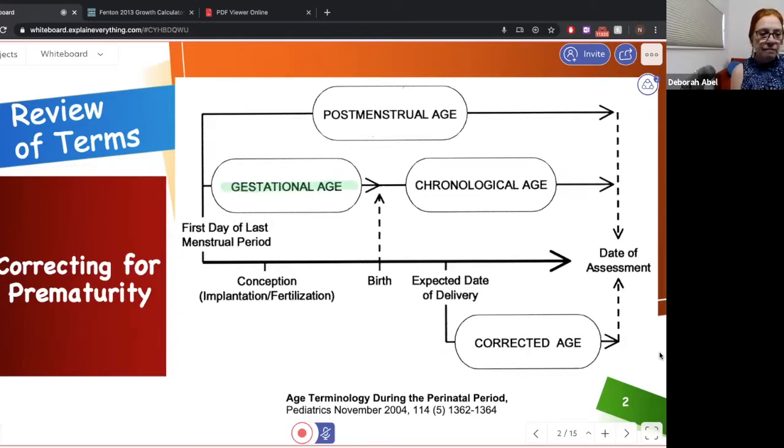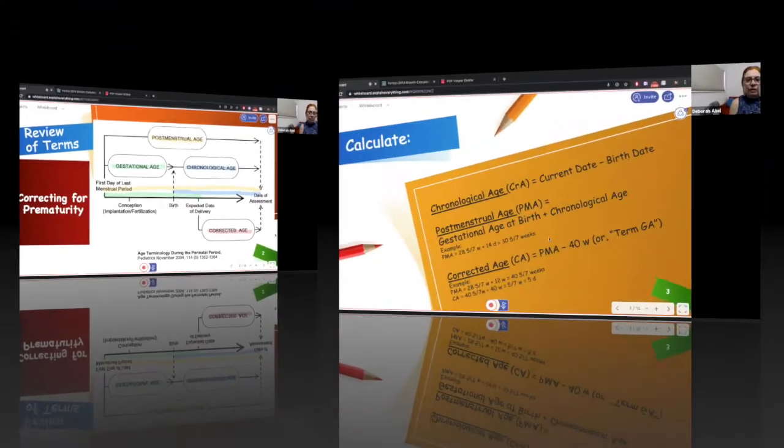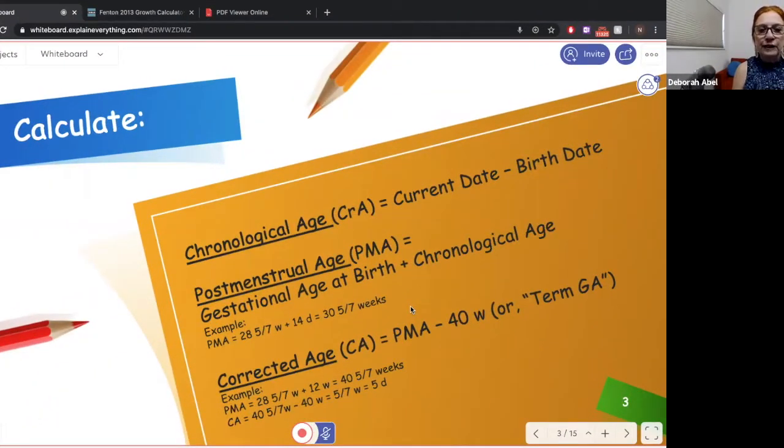Gestational age is the time from the last menstrual period to the time of the expected date of delivery. Chronological age is the number of days alive since the time of birth. So you have the birth of the infant, and you count out the number of days that they are alive. The postmenstrual age is the gestational age plus the chronological age. And the corrected age is the chronological age minus the term infant, or 40 weeks minus the gestational age at birth. Okay, on this slide, I'm going to just reinforce these key terms one more time with their calculations.